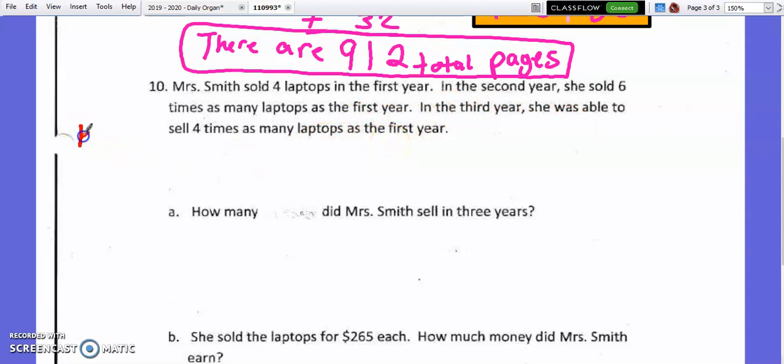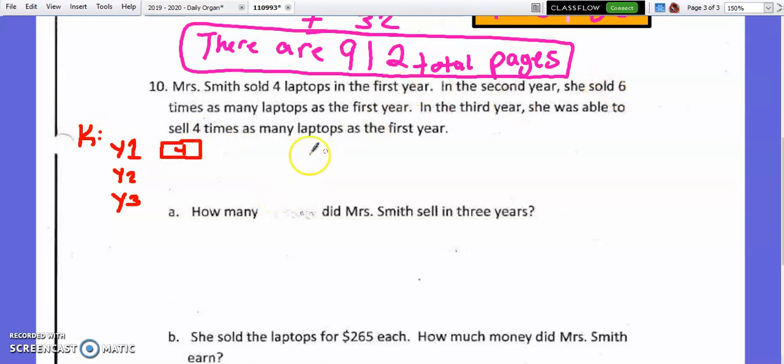Here's what I know. Mrs. Smith is selling laptops. She sells them in year 1, year 2, and year 3. And what I know is that in the first year, she sold 4 laptops. Notice that I'm creating a bar model where the K comes into play.